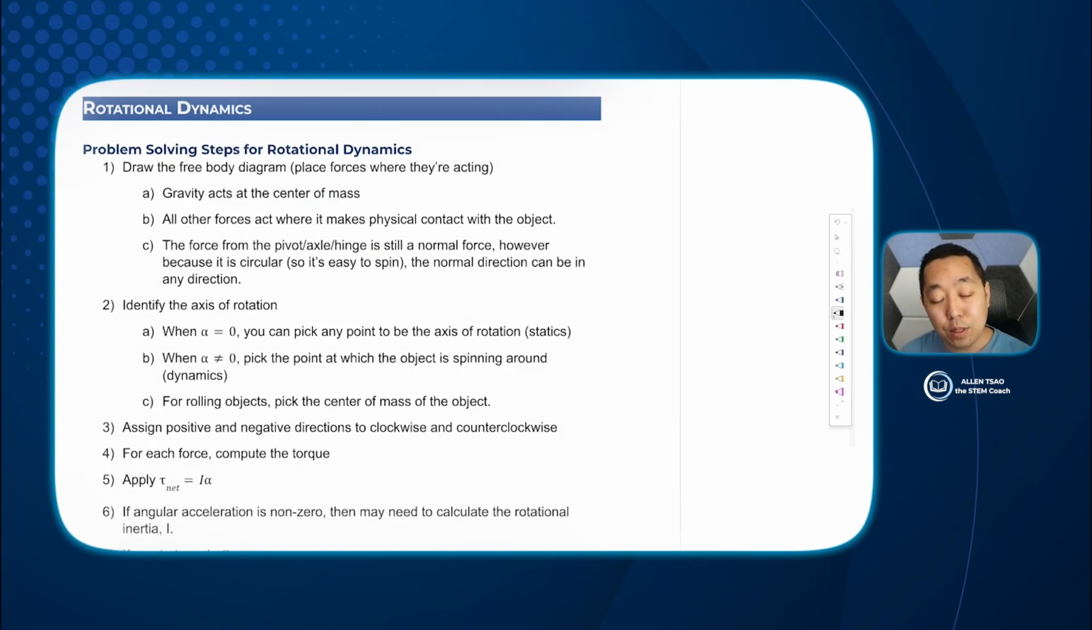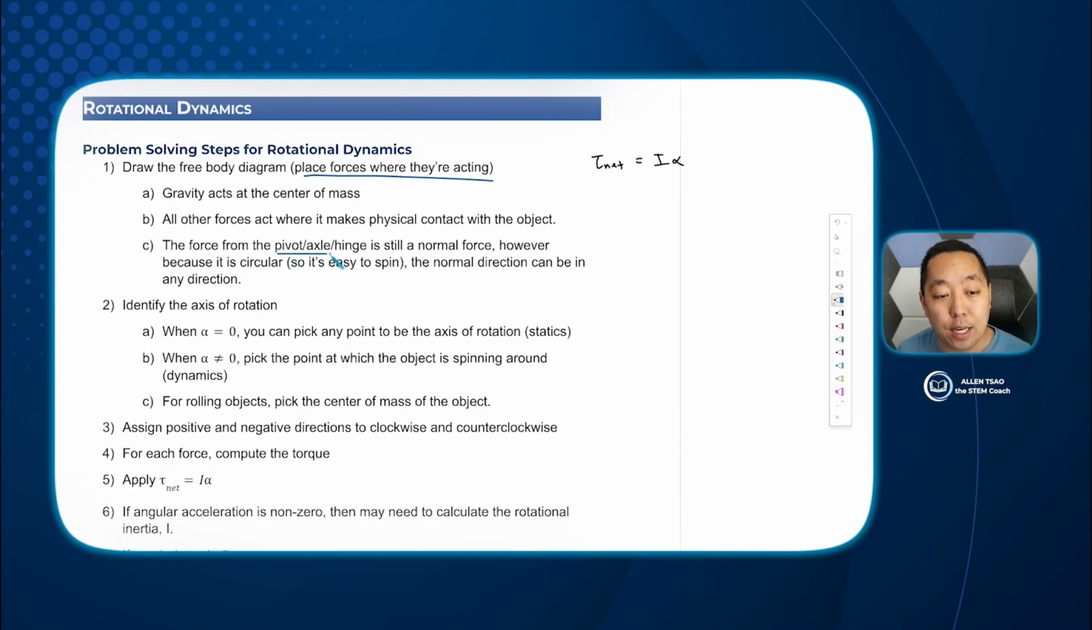All right, so now we want to put it together for rotational dynamics and all the steps we're going to go here. And it's ultimately doing this net torque equals I alpha. Okay, so first step, we're going to draw the free body diagram and place the forces where they're acting. Gravity acts at the center of mass. All other forces act where it makes physical contact with the object.